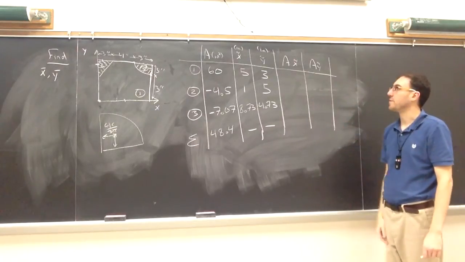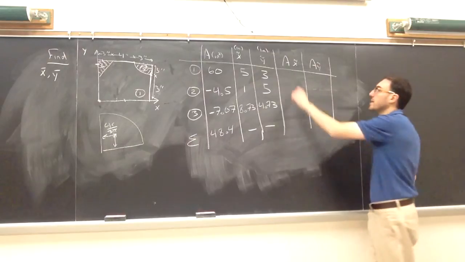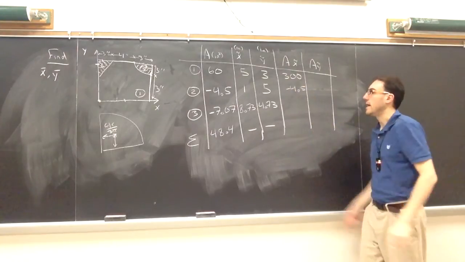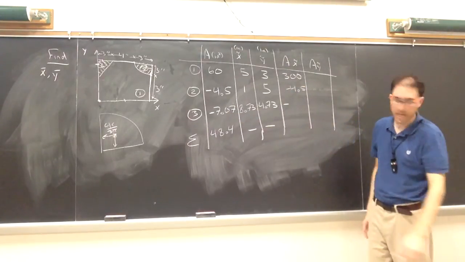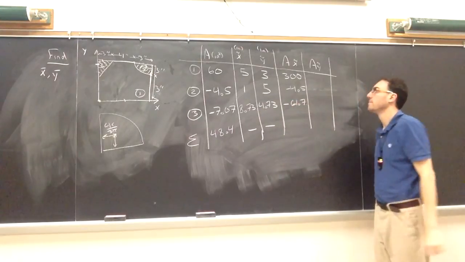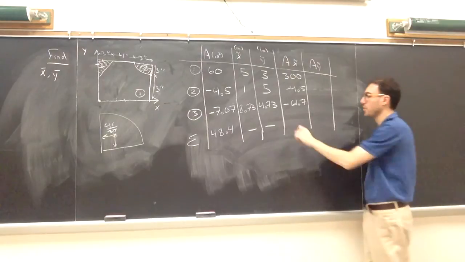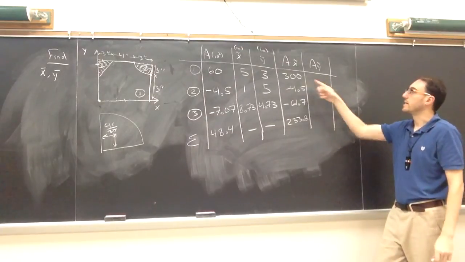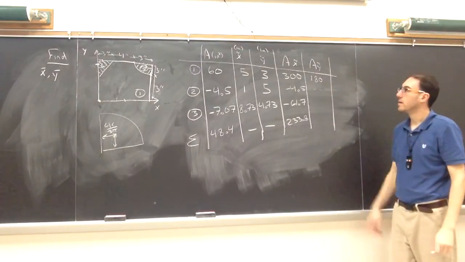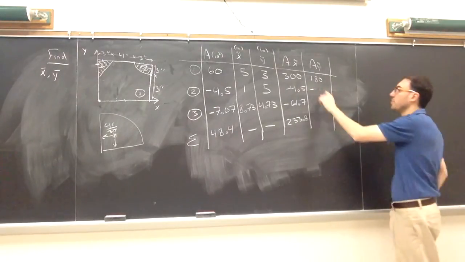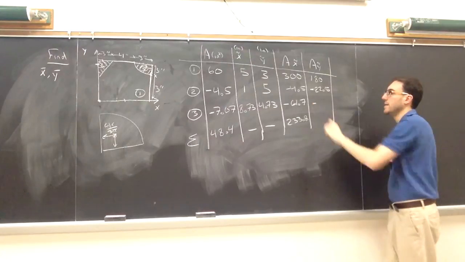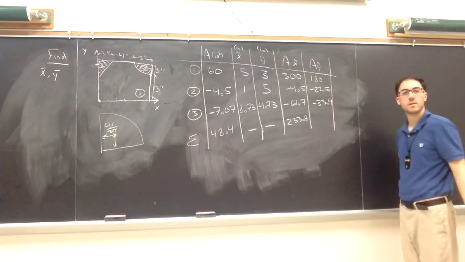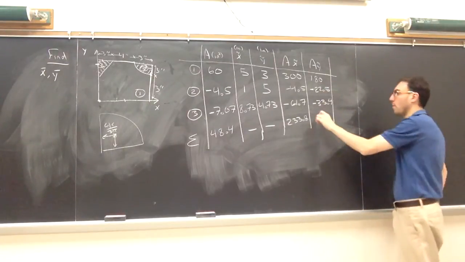The easy part now, I just have to multiply across my rows. 60 times 5, I get positive 300. I get negative 4.5 times 1, negative 4.5. And I get negative 61.7. Adding up these 3 values, I get 233.8. For the y column, 60 times 3, I get a positive 180. Negative 22.5. And negative the 7 times the 4.73, negative 33.4. And when I add these 3 values together, I get 124.1.